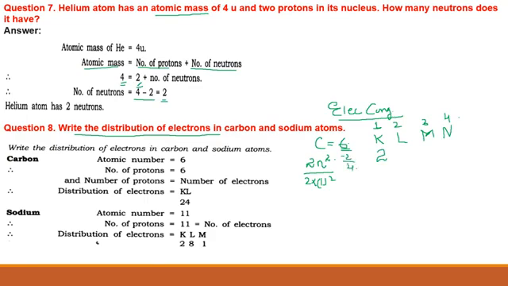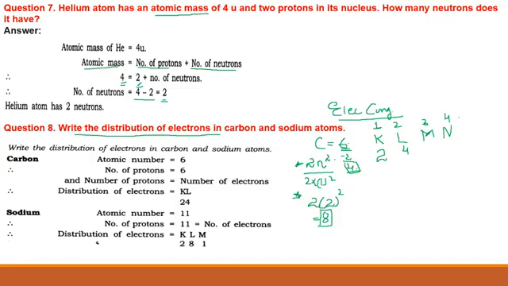Now let me see whether I can accommodate all the 4 electrons in the L shell. What is the maximum number of electrons that can be accommodated in the L shell? It is 2 into, what is the number of the L shell? 2. So 2 into 2 square. 2 square is 4, 4 into 2 is 8. So I can accommodate 8 electrons in the L shell. Now I am left with 4 electrons, so definitely the 4 electrons will go to the L shell. So this is the electronic configuration of carbon.